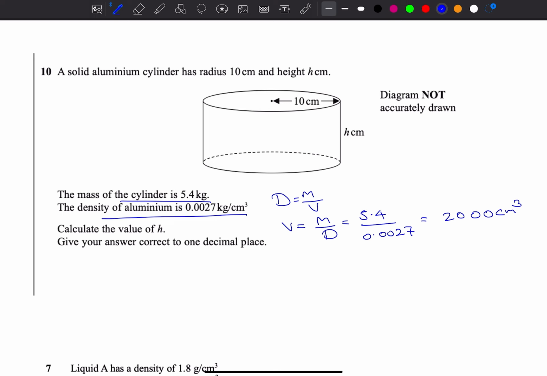What's the formula for the volume of a cylinder? Volume of a cylinder is pi r squared h. So it's pi times the radius, which is 10, squared, times the height, equals 2000. So the height equals 2000 divided by pi times 10 squared. Give the answer to one decimal place. So 2000 divided by pi times 10 squared gives 6.4. So the height is 6.4 centimeters.